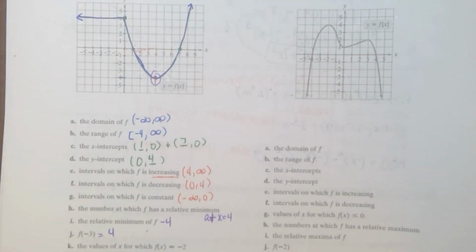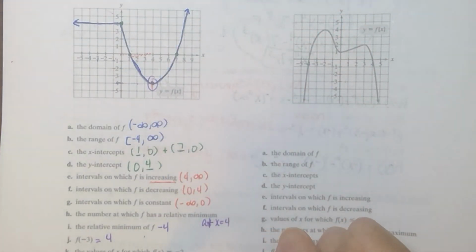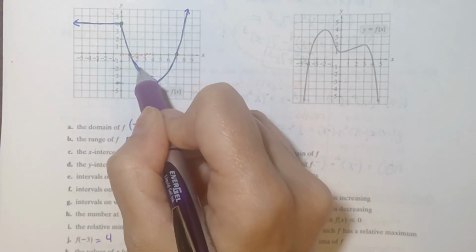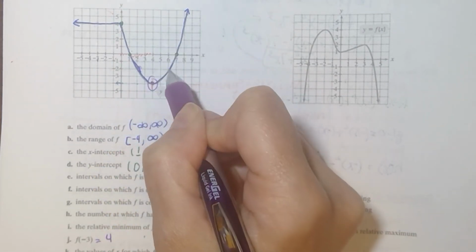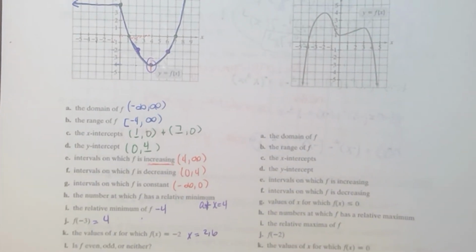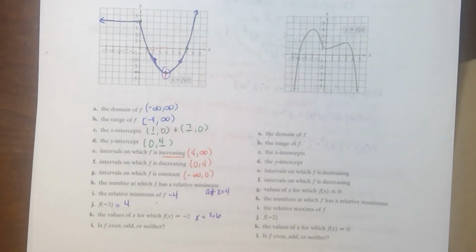What is the value of x, or values of x, for which the function value f of x is -2? Let's go see. Well, a function value f of x is my y value. Y is -2. That happens here and there. So that happens at the x coordinates 2 and 6. And then finally I'm asked, is this function even, odd, or neither?